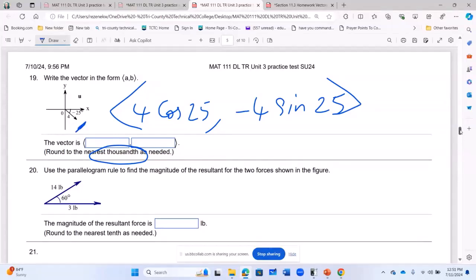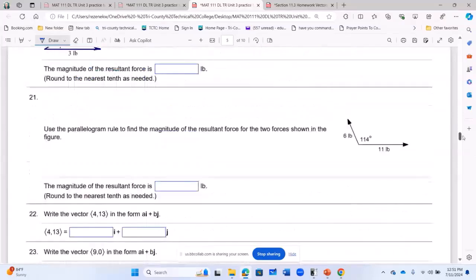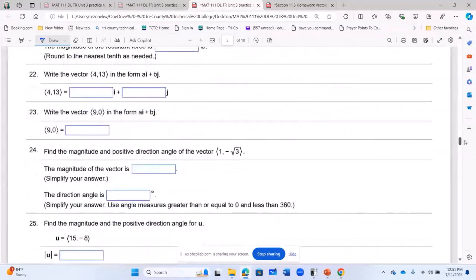Okay, let's look for another one. One more, and then one more.